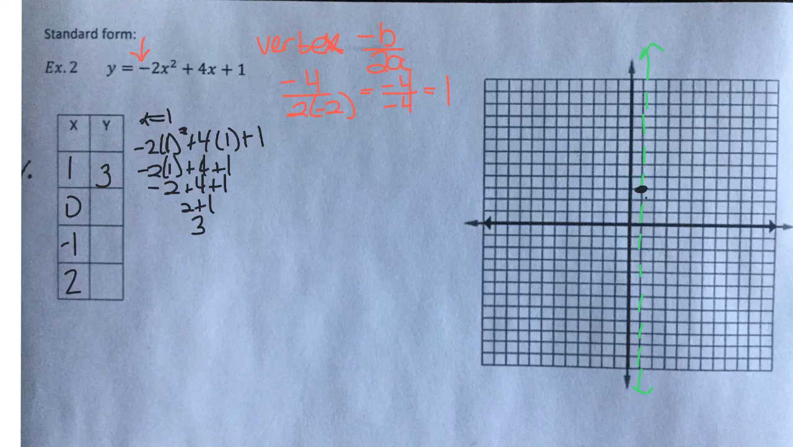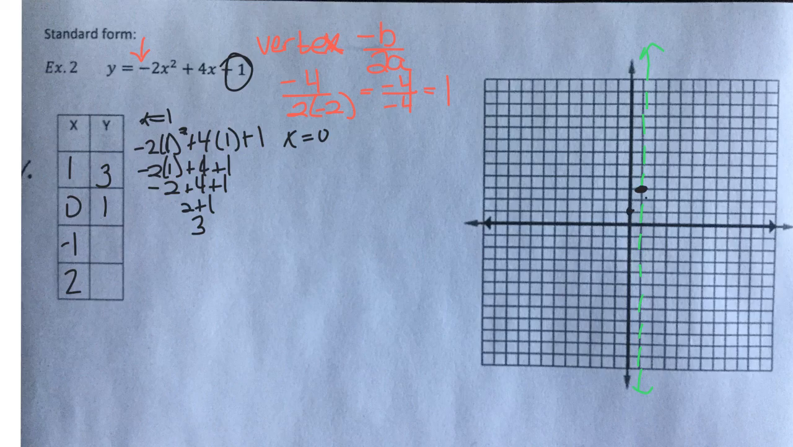Now I'm going to plug in 0. When x equals 0, y equals 1. Right? Because this term drops out, this term drops out, and all I'm left with is 1. We shouldn't have to actually plug that in physically. So I get 0, 1.